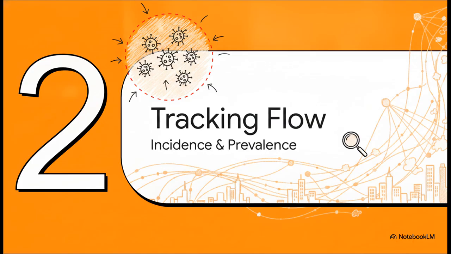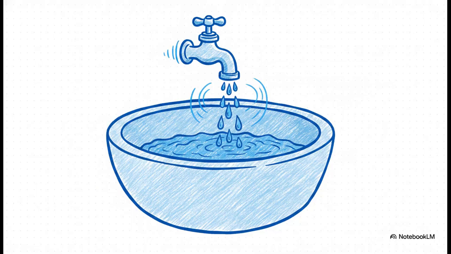Moving right along to section 2, tracking flow with incidence and prevalence. Okay, so the attack rate handles those sudden, localized emergencies. But how do we track the long-term burden of a disease across entire cities or countries? To measure morbidity on a larger scale, we use two fundamental concepts: incidence and prevalence.